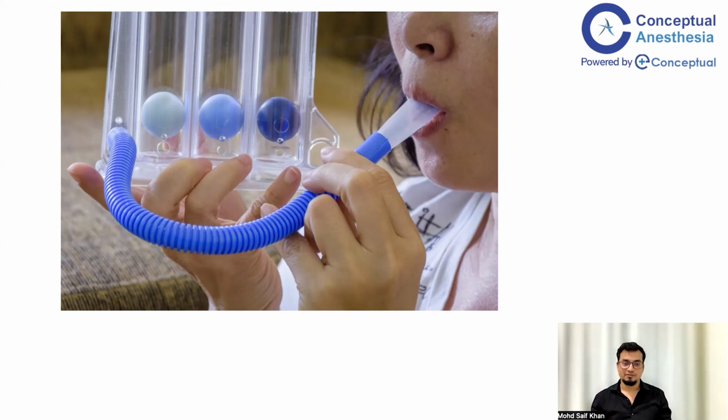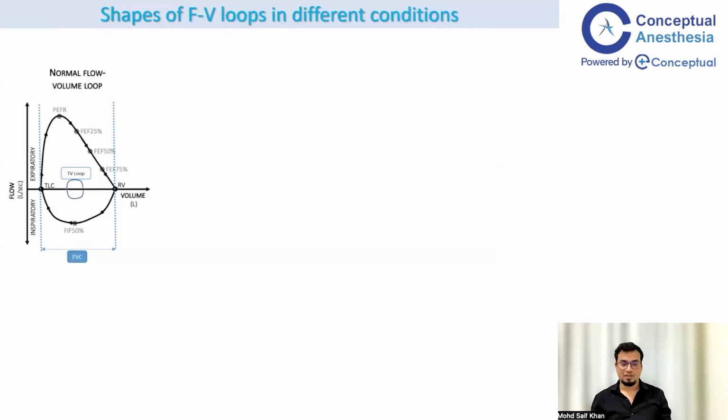In such patients it is very vital, and as part of your anesthesia practice, you should know this device very well. But this is different from the usual spirometry. This is a kind of physiotherapy device. Now we will discuss the shapes of FV loops. This is more important for today's class. So, interpretations of various types of FV loops in different conditions.